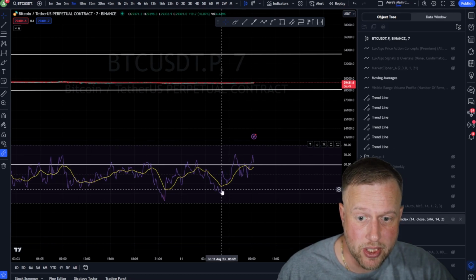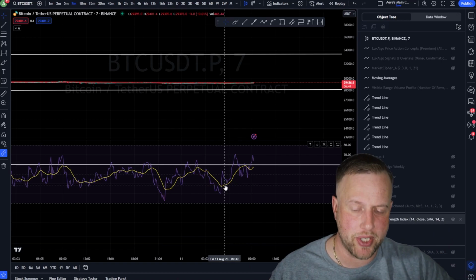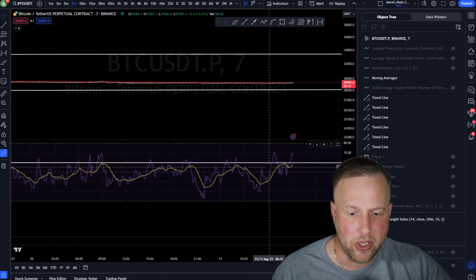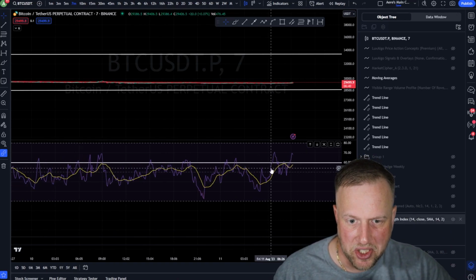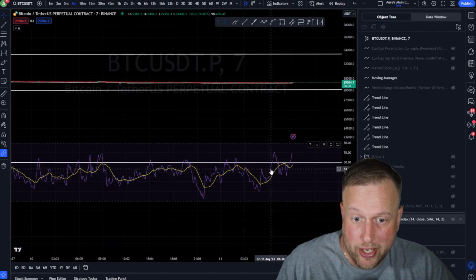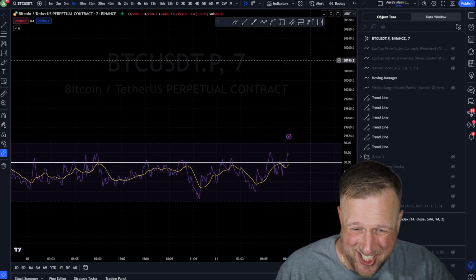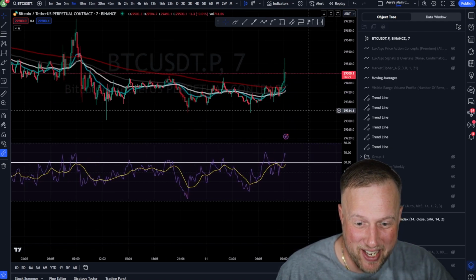If you're looking for entries, if you want to enter into a long or a short position, and you're thinking you want to enter into a short position here, I would probably think twice about that, or I would try to look somewhere else to find confluence for your trade.